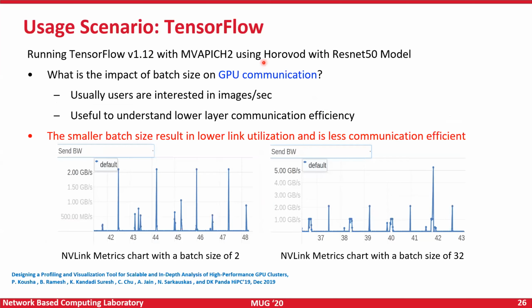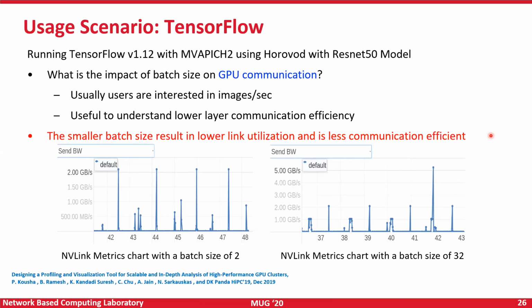So this is another use case scenario where you can run deep learning applications together with MPI+2, and, for instance, find out what the impact of batch size on GPU communication is. From this graph, what you can see is that if you run TensorFlow with one batch size and a different batch size, from the network you can see how that reflects in the amount of data being transferred. Broadly, what you observe is that smaller batch sizes result in lower link utilization and are less communication efficient.